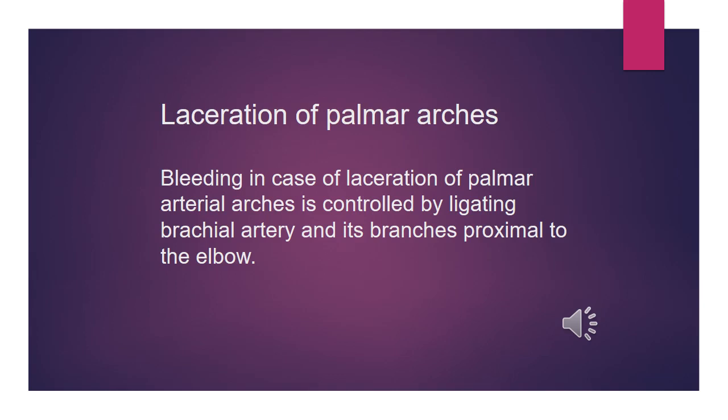To obtain a bloodless surgical operating field for treating complicated hand injuries, it may be necessary to compress the brachial artery and its branches proximal to the elbow. This procedure prevents blood from reaching both the ulnar and radial arteries through the anastomoses around the elbow joint, and bleeding can be controlled.